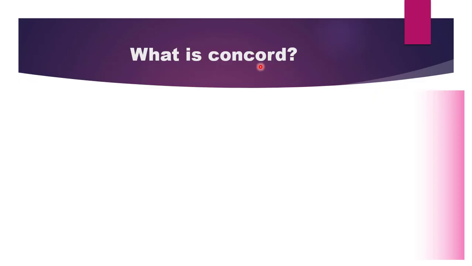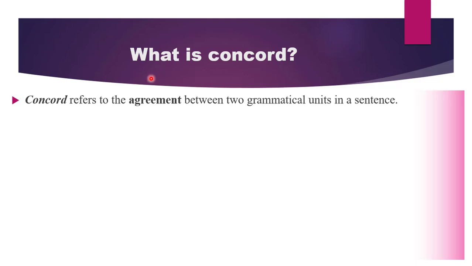What is Concord? Have you ever heard it in your grammar class? Of course, if you are a language enthusiast, you might have heard this in a grammar class. What is the meaning? Concord simply means the agreement between two grammatical units in a sentence. The key word over here is the agreement. When we talk about grammatical units, we are looking at the words that are joined together meaningfully to form the sentence. So what we are saying here is that those words must agree. And what do we mean by agreement?